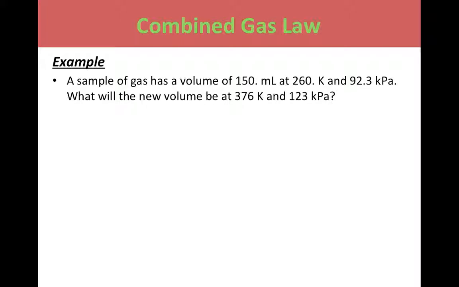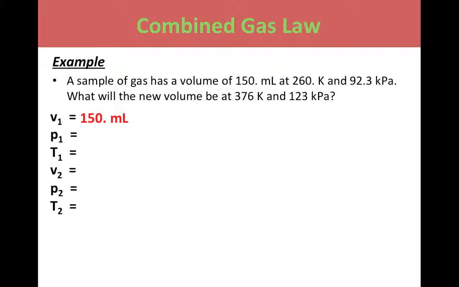Okay, so here's an example. This is easy because it tells you here's the combined gas law, but in the exam you're not going to get this. You're just going to get the fact that there's 150 milliliters, 260 Kelvin, 92.3 kilopascals. Looking at that, you have 5 values here. You know you need at least an equation with 6 unknowns, so you need to know you have to use the combined gas law.